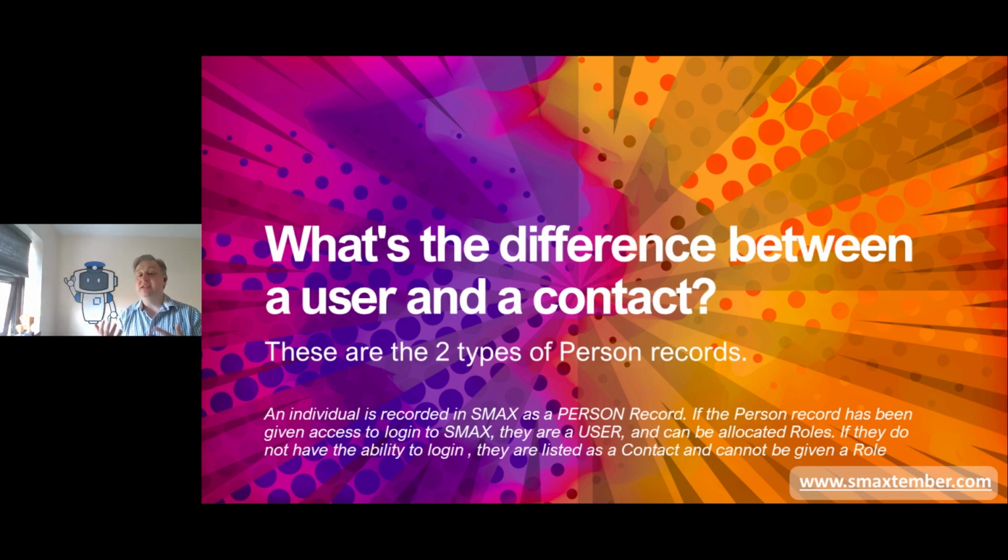A contact just exists in the system. It may be someone who is a contact for a third-party company, and you've got a record in there because you want to be able to trigger sending them an email notification. You can do that with contacts, but obviously it is just a contact. They can't be part of any groups or have any roles associated with them.